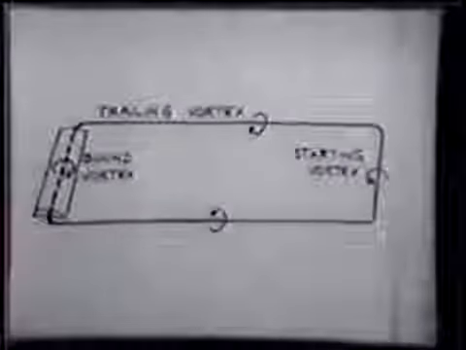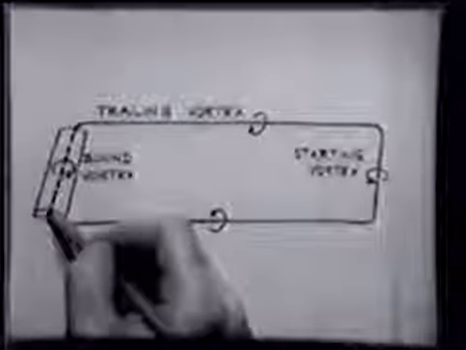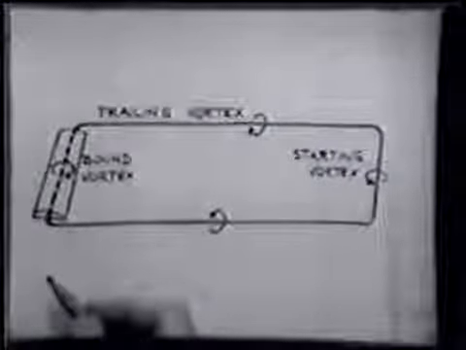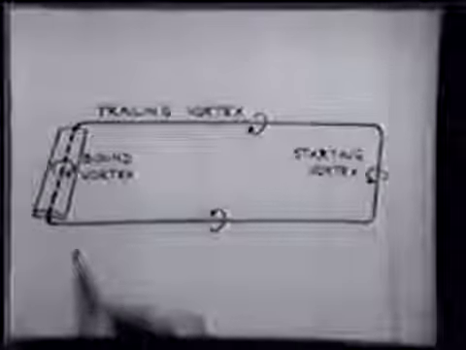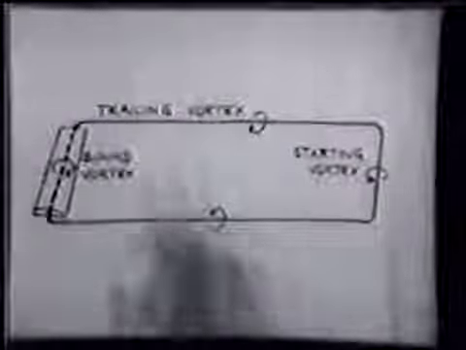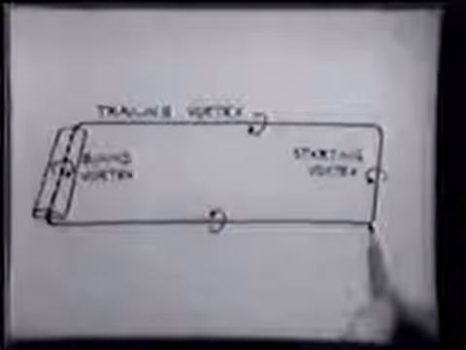This sketch shows the vortex system for a wing of finite span. The circulation that is required for producing lift is created by a vortex bound in the wing. But this bound vortex cannot simply end at the wing tips. The vortex loop is closed by trailing vortices and a starting vortex which is left at the airport.